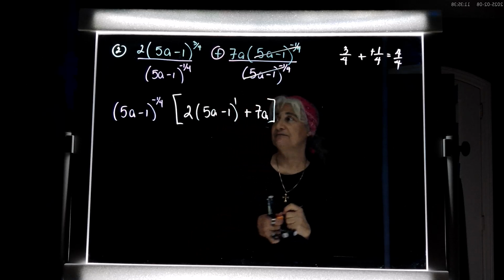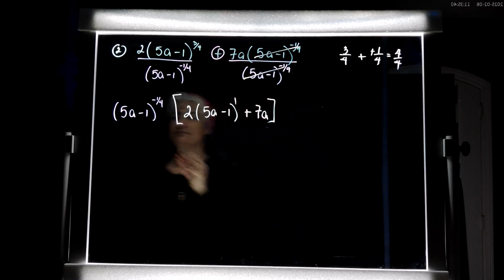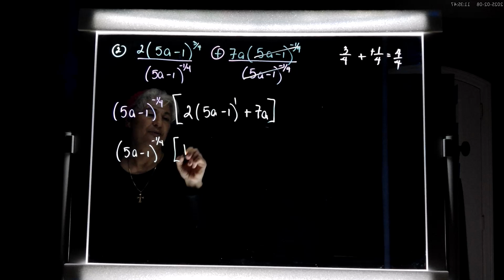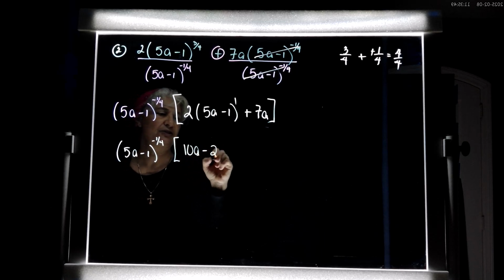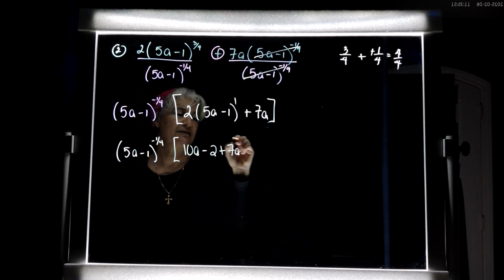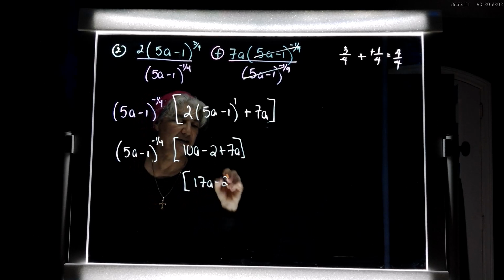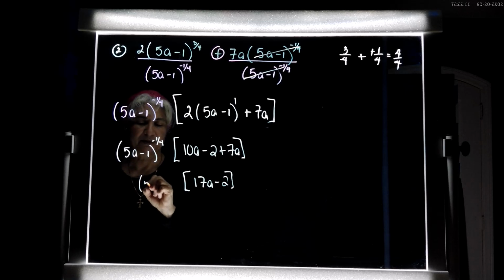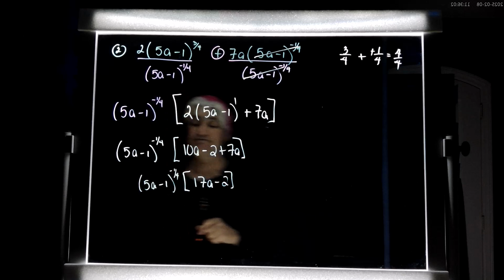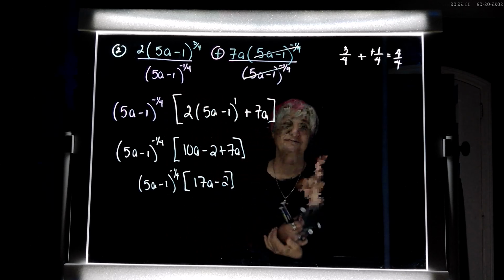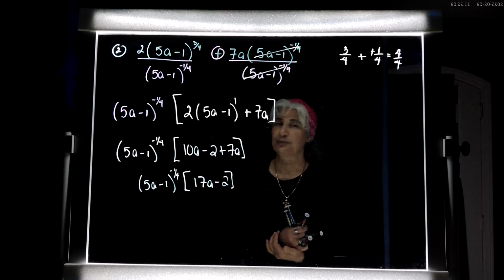Good, excellent. Ready for the next line? I'm assuming yes, because you're like, oh my gosh, I get this. So we have 10a minus 2 plus 7a. And when I simplify what's in brackets, I have 17a minus 2, don't I? Did you get that? Does it factor? You're right, it doesn't. There's your final answer for problem 2. Cool? Great. On to problem 3.